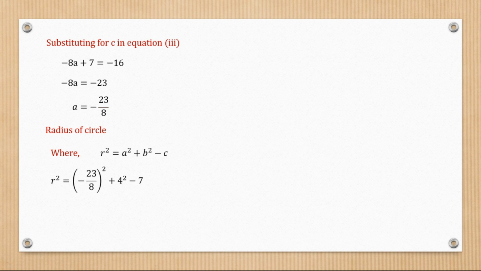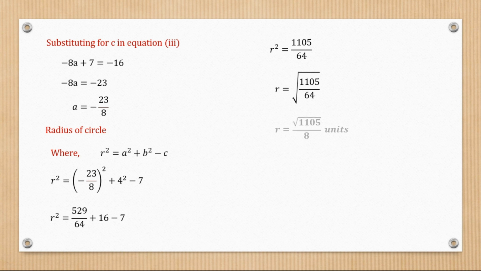Now we shall see that r squared shall be equal to bracket negative 23 over 8 squared plus 4 squared minus 7, of which I'll have 529 over 64 plus 16 minus 7. And then if I add up all these, I'll have 1105 over 64. Now r shall be equal to the square root of 1105 over 64, of which I'll have root of 1105 over 8 units. Alright, so now I can find the equation of the circle.